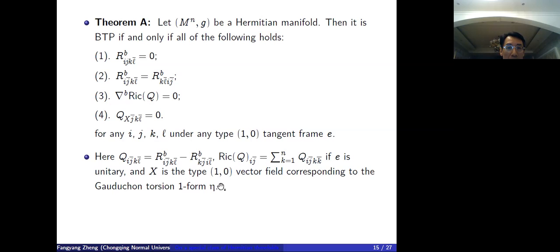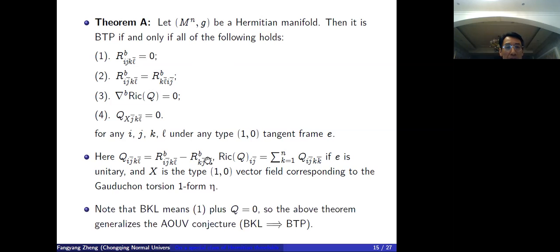So in other words, the metric may or may not be balanced, right? If it's balanced, of course, this condition 4 is vacuous. If it's not balanced, then this torsion one form corresponds to a 1,0 tangent vector, right? So this 1,0 tangent vector must be in the kernel of this Q. Okay, so that's the condition.